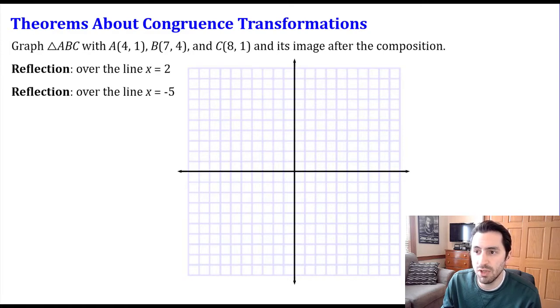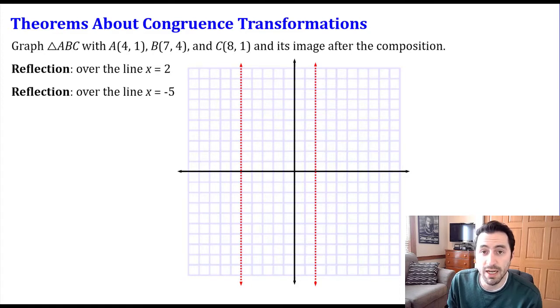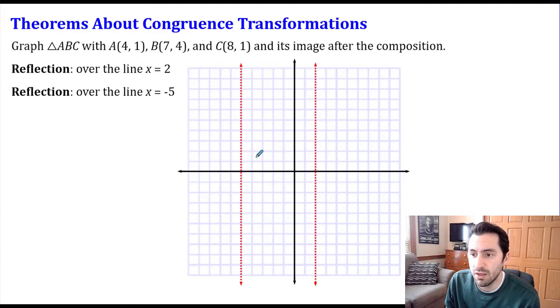So these two lines are vertical lines. One of them goes through the x value of 2, like this. And our second one is going to go through the x value of -5. So 1, 2, 3, 4, and 5. So we'll do one reflection over x equals 2, and then we'll do a second reflection over the line x equals -5. So let me start by graphing this triangle.